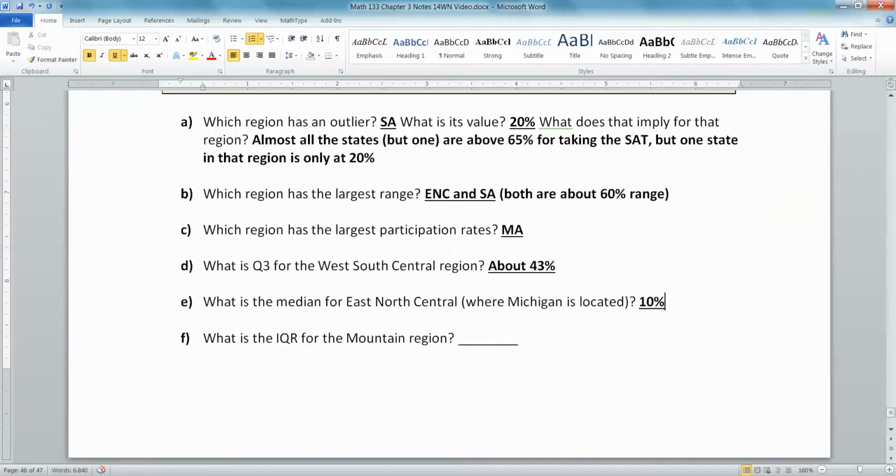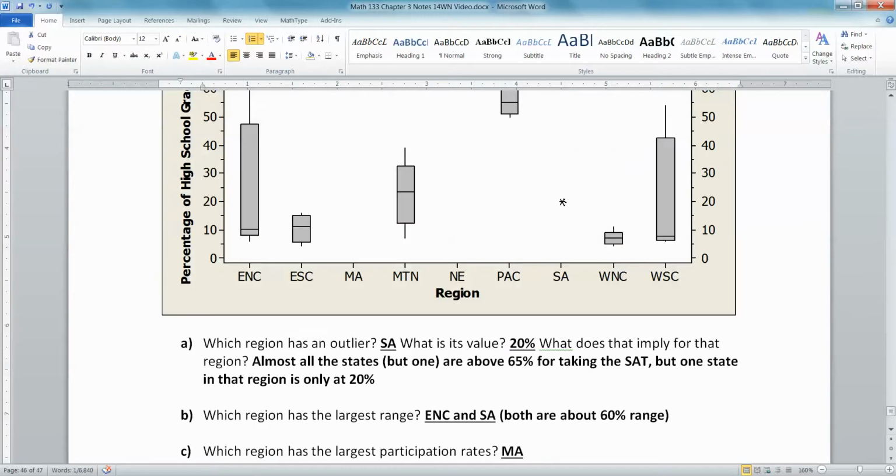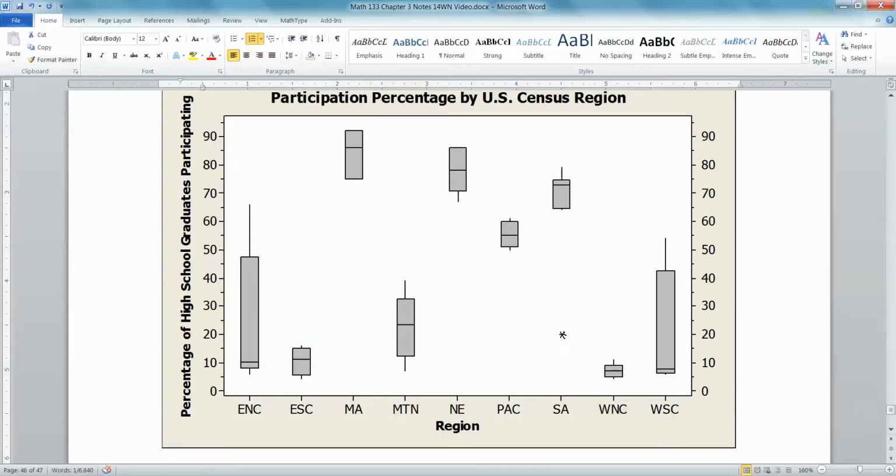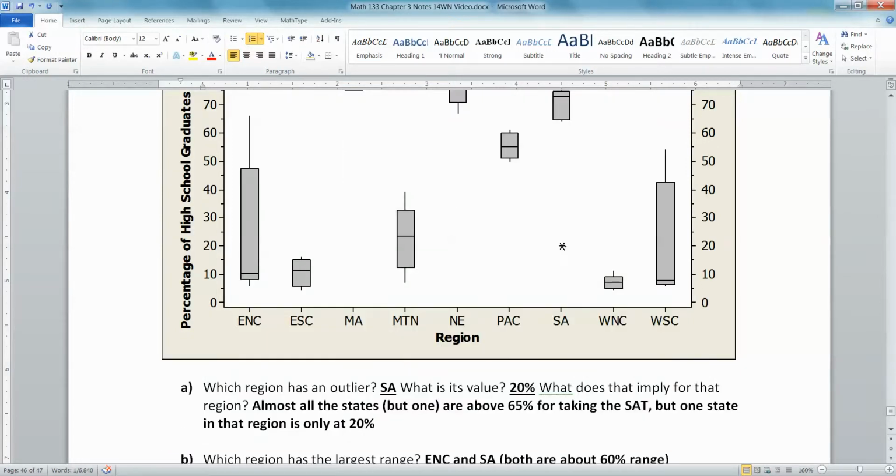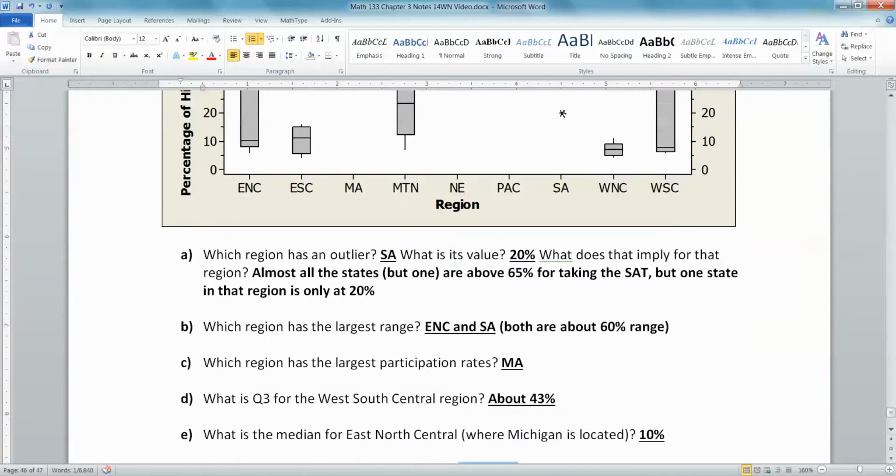Yeah, Michigan is not a SAT state. We're an ACT state. Although not all of the states in our region are that. So our region varies a lot. There's some state in our region that's 65%, but there's some state in our region that's, what, 8%?